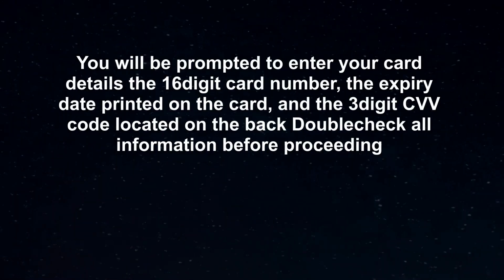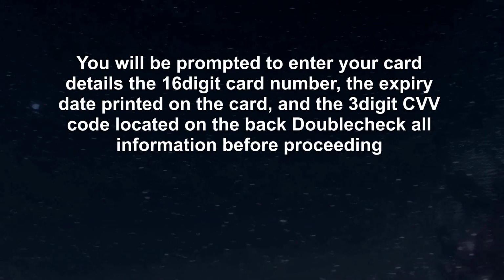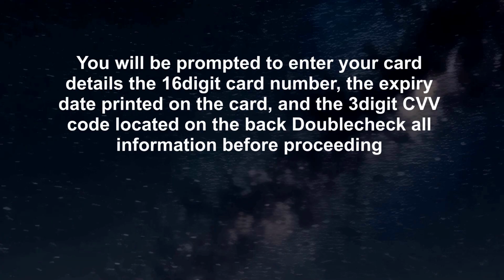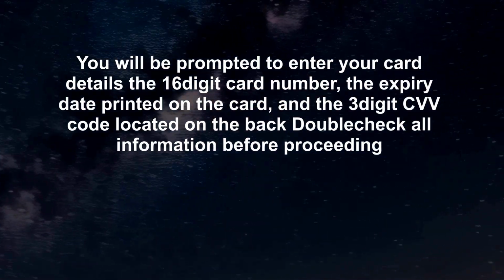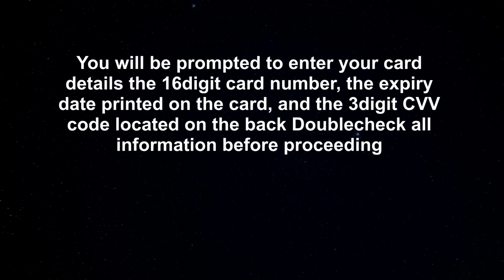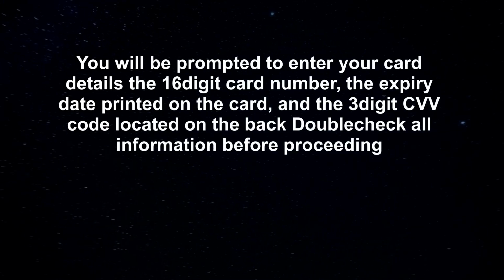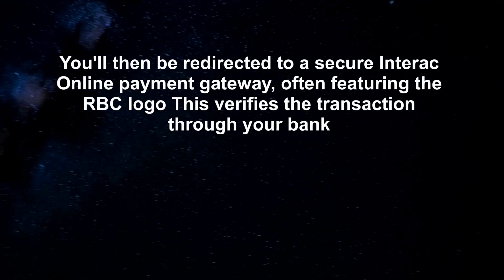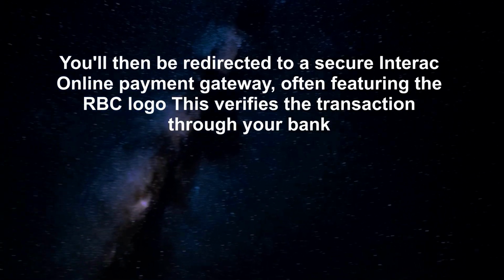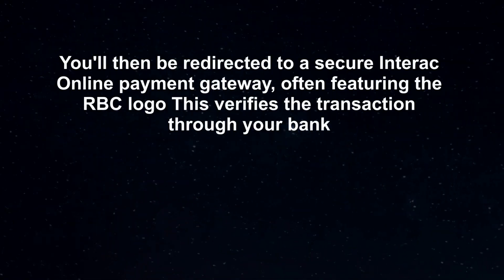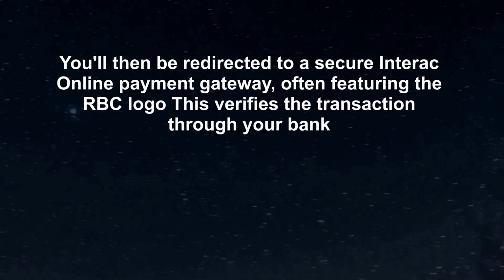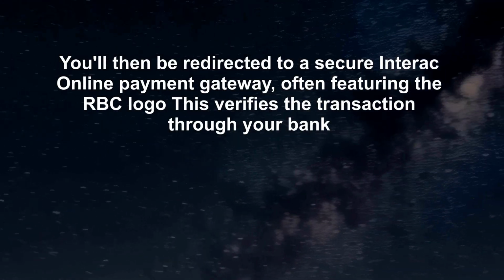You will be prompted to enter your card details: the 16-digit card number, the expiry date printed on the card, and the 3-digit CVV code located on the back. Double-check all information before proceeding. You'll then be redirected to a secure Interac Online payment gateway, often featuring the RBC logo. This verifies the transaction through your bank.